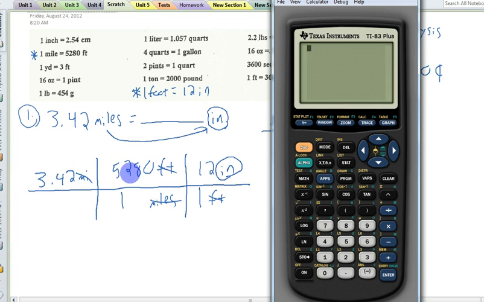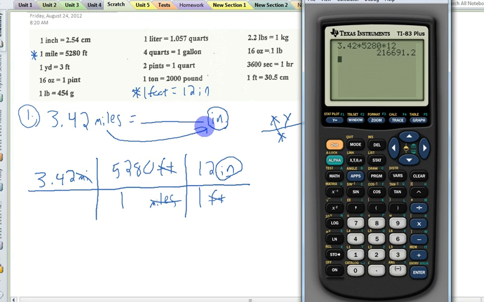Well, all the numbers are at the top, so we will multiply everything here. So it's 3.42 times the 5280 times 12 inches, and the calculator returns the number 216,691.2. Well, we do need to keep in mind significant figures here.